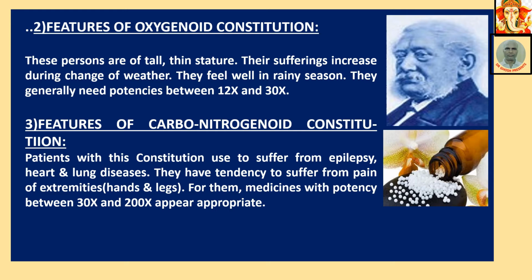Number three, carbo-nitrogenoid constitution. Patients with this constitution used to suffer from epilepsy, heart and lung diseases. They have tendency to suffer from pain of extremities, that is hands and legs. For them, medicines with potency between 30x and 200x appear appropriate.